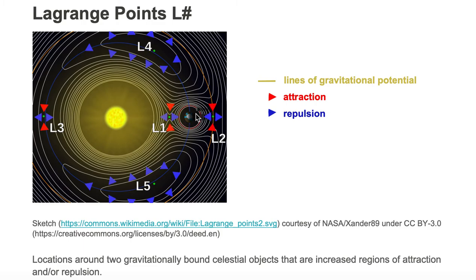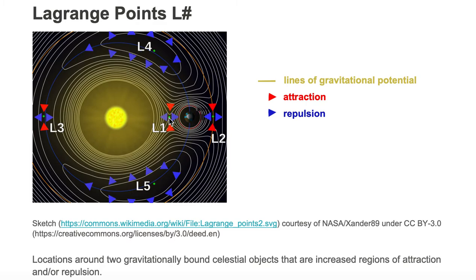Lagrange point 2 is on the dark side or the night side of the Earth. Lagrange point 3 is on the opposite side of the Sun and we can't see it. Lagrange points 4 and 5 are 60 degrees ahead and 60 degrees behind in the orbit of the Earth around the Sun.